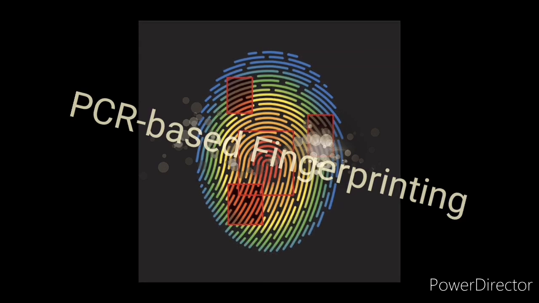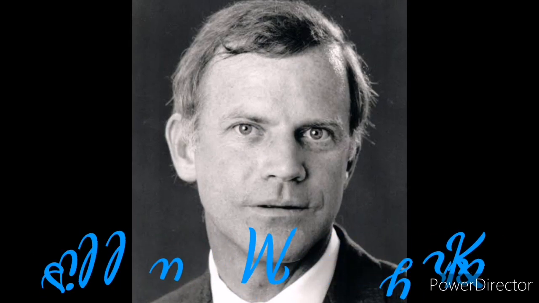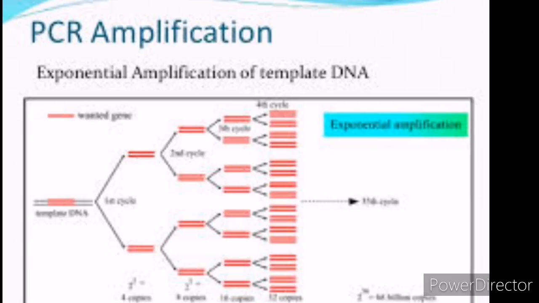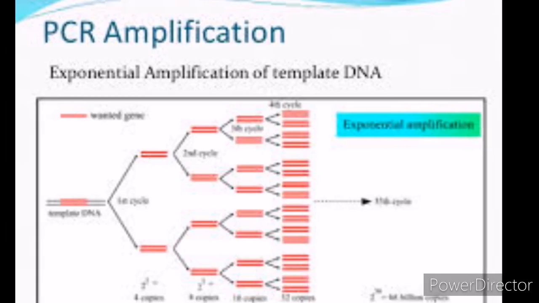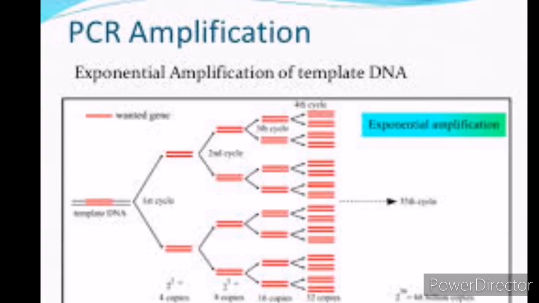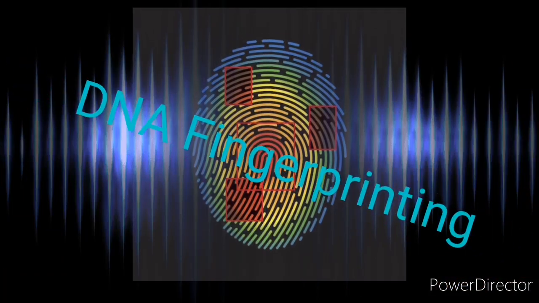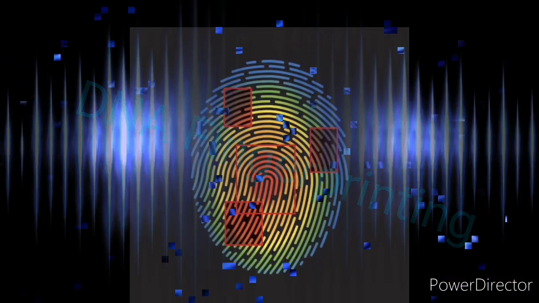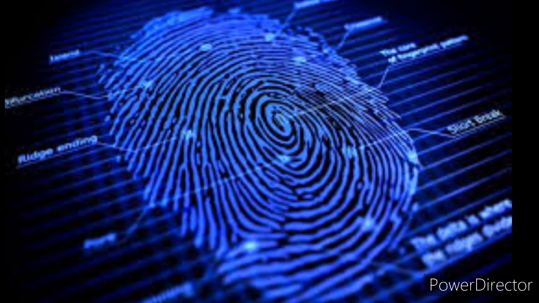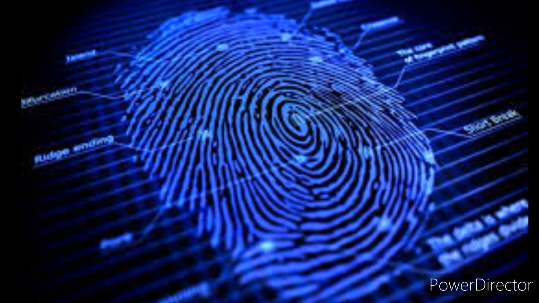PCR-based fingerprinting. Kary Mullis. In 1983, Kary Mullis developed a technique that would revolutionize molecular biology, the polymerase chain reaction, better known as PCR. This gave scientists an in vitro way to exponentially amplify DNA. DNA fingerprinting is a method used to identify an individual from a sample of DNA by looking at unique patterns in their DNA.